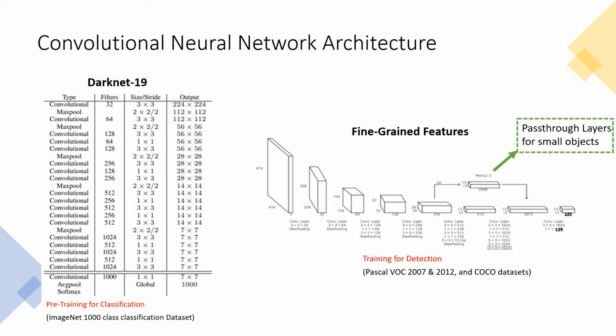this makes the model faster than YOLO. The image on the right side is a network very similar to Darknet19 except for some layers. The pass-through layers are added for detecting small objects, called fine-grained features. So Darknet19 is trained using the ImageNet dataset and the fine-grained features using the Pascal VOC dataset.